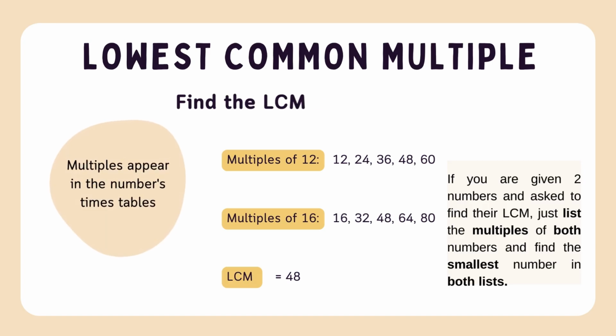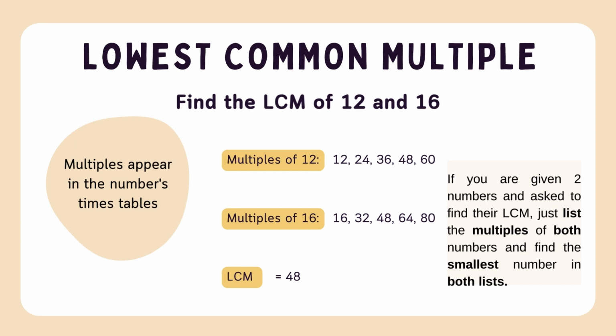So how do we find the LCM? If you're given two numbers and asked to find their LCM, just list the multiples of both numbers and find the smallest number in both lists. For example, we want to find the LCM of 12 and 16. We have the multiples of 12 as 12, 24, 36, 48, 60. We have the multiples of 16 as 16, 32, 48, 64, 80. Now we have in the multiples of 12 and in the multiples of 16, we have 48. 48 is common to both. So the LCM of 12 and 16 will be 48.